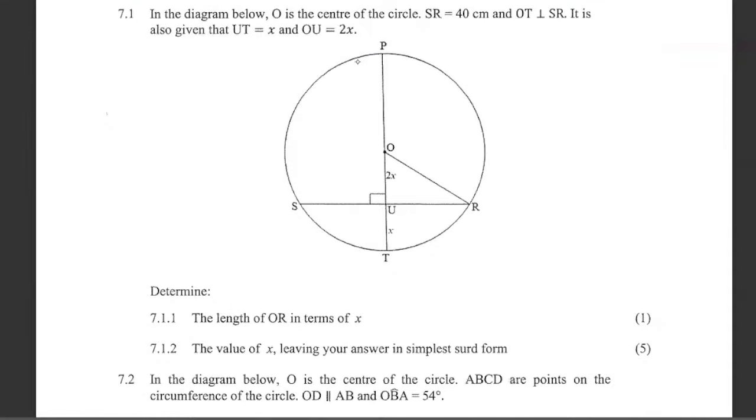Then in the diagram below, O is the center, SR is 40, OT is perpendicular. It's also given that UT is X, OU is 2X, and so on and so forth. Can we determine the length of OR in terms of X? So you can say that OR is the same as OT, which is 3X. Do we need a reason for that? No, it's a one mark thing. This is a 3X. But they told us SR is a 40, so this is going to be a 20, and then that is also going to be a 20.